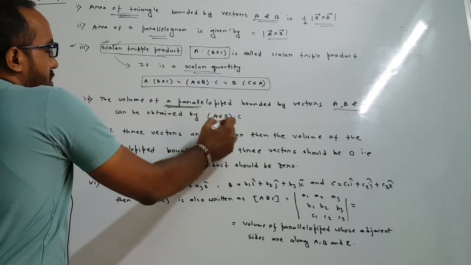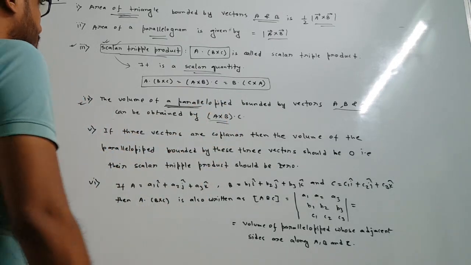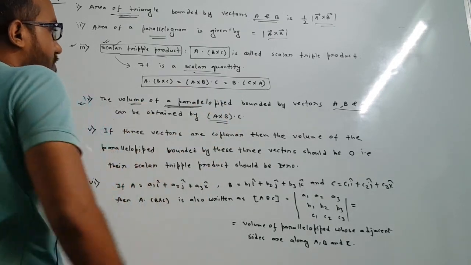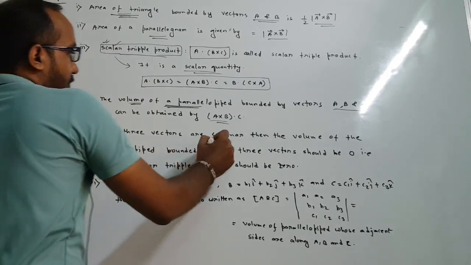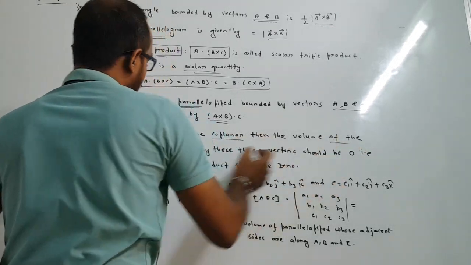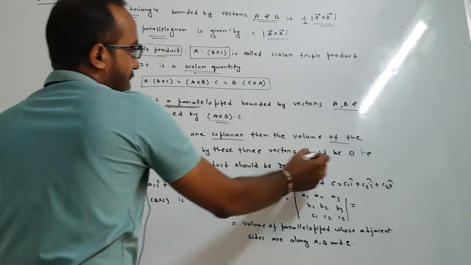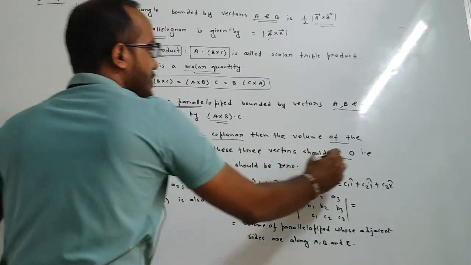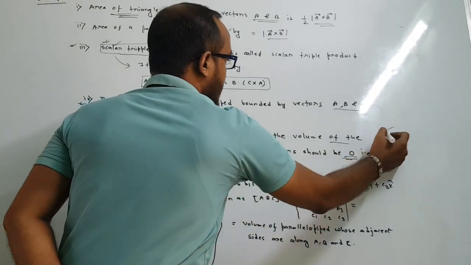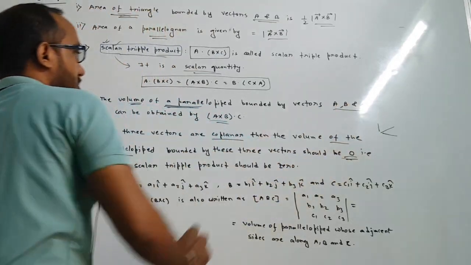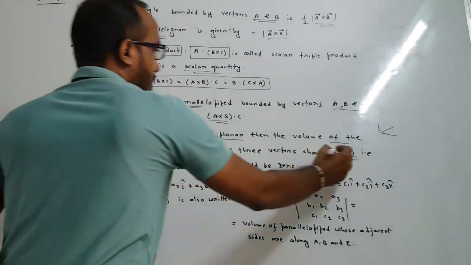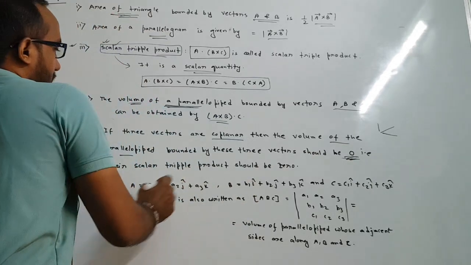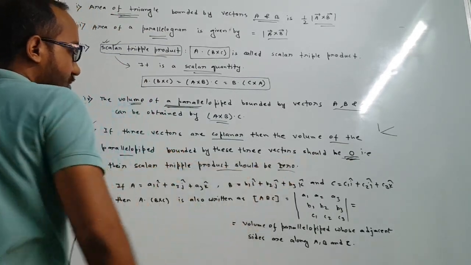I have already told that the scalar triple product represents the volume of a parallelepiped. If three vectors are coplanar, then the volume of the parallelepiped bounded by these three vectors should be 0. That means they lie in the same plane, so their scalar triple product should be 0.